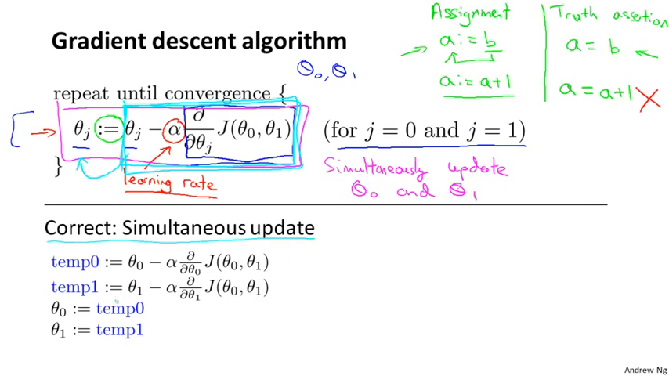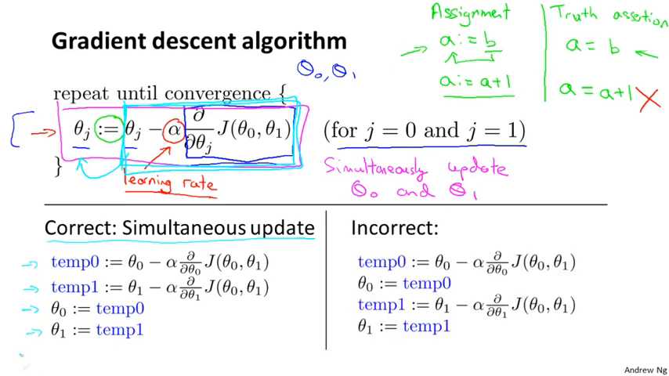This is a correct implementation of gradient descent, meaning simultaneous updates. So I'm going to set temp 0 equals that, set temp 1 equals that, so basically compute the right-hand sides. And then having computed the right-hand sides and stored them into variables temp 0 and temp 1, I'm going to update theta 0 and theta 1 simultaneously. So that's the correct implementation. In contrast, here's an incorrect implementation that does not do a simultaneous update. So in this incorrect implementation, we compute temp 0, and then we update theta 0, and then we compute temp 1, and then we update theta 1.